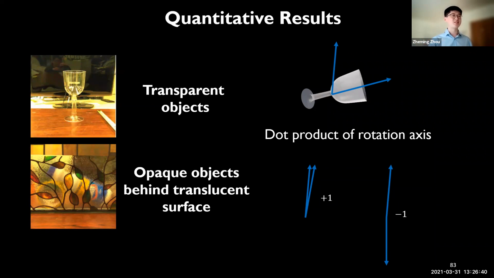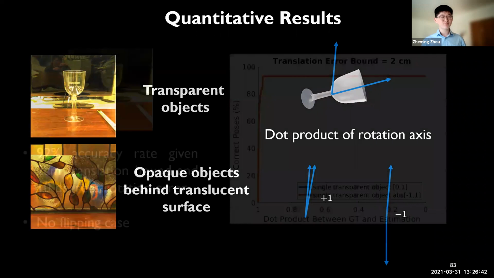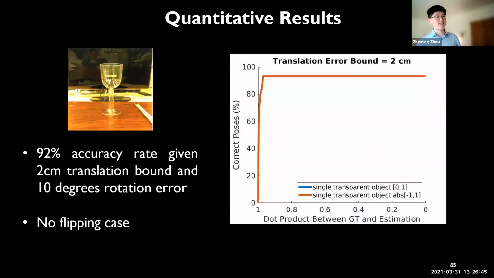So we just want to separate in these 2 cases. And here is the result for a single transparent object case. In the plot, the title is translation error bound, 2 centimeter. The x-axis is the dot product between the ground truth and the estimation, and the y-axis is the correct pose. So basically it tells you, in this percentage, it's within this dot product.